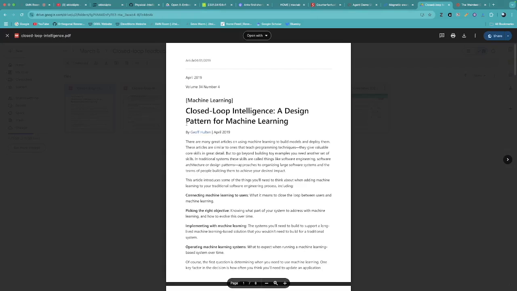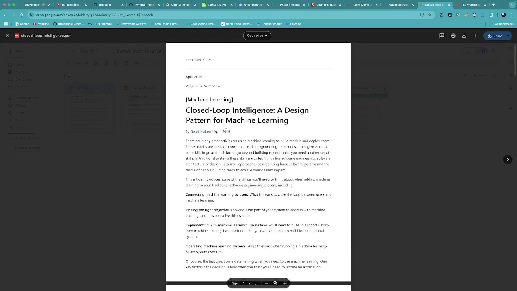This is an article. I think it's some documentation I got from Jeff Holton. This is from 2019. This is machine learning. Closed loop intelligence is a design for machine learning. So this article is basically talking about taking closed loop systems, closed loop motifs, and using them as a design pattern in machine learning.